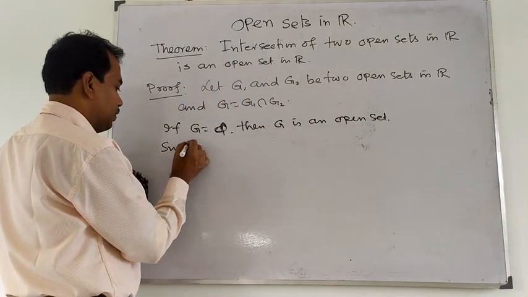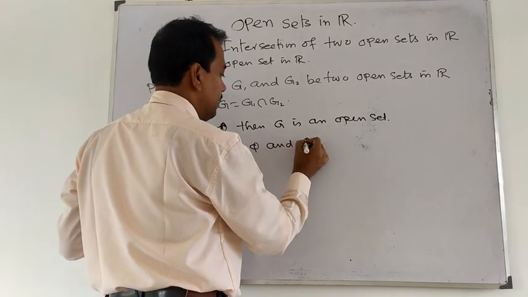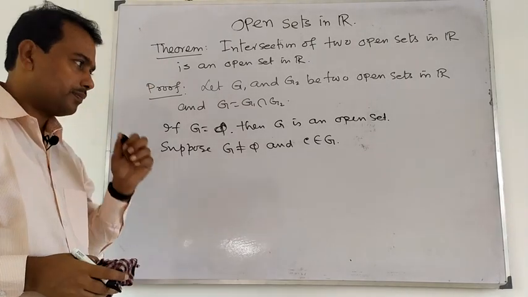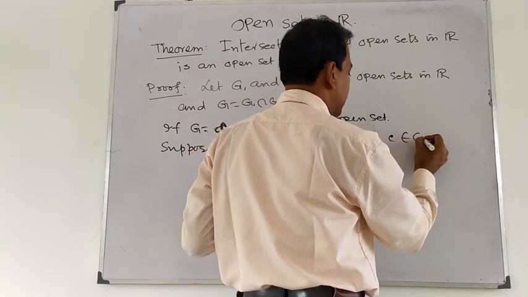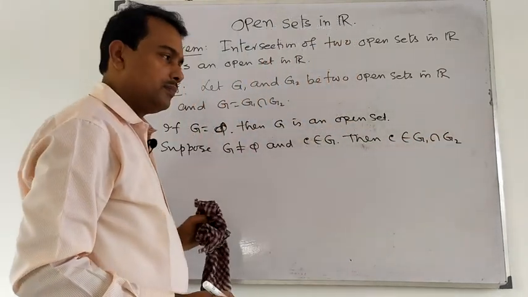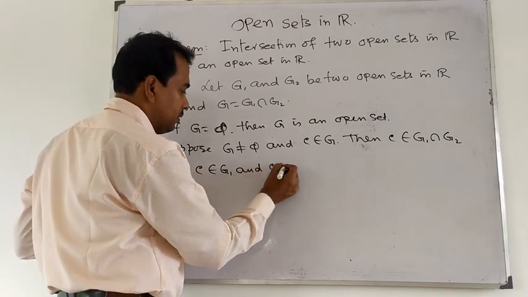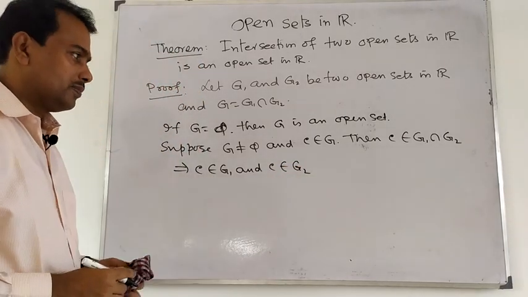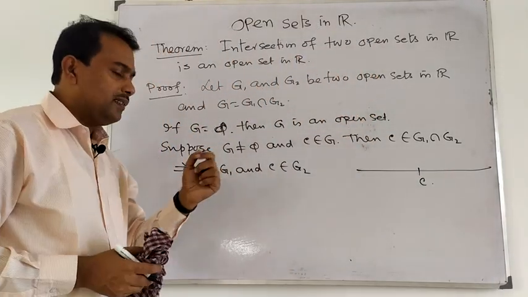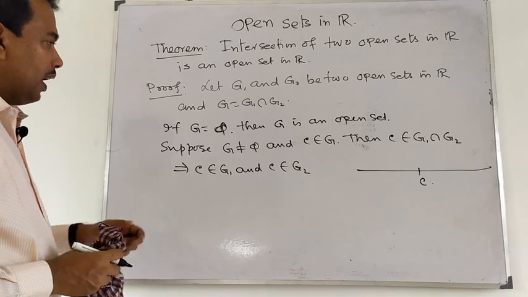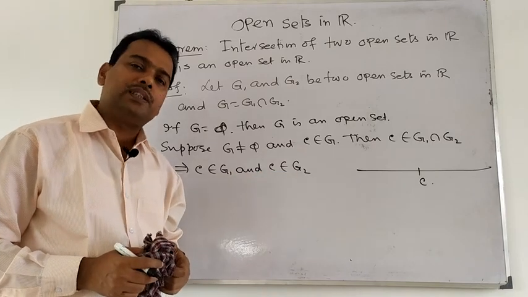Suppose G is not equal to the empty set and c belongs to G. Then c belongs to G1 intersection G2. This implies c belongs to G1 as well as c belongs to G2. Here c is a point, and c belongs to G1 and c belongs to G2. Now G1 and G2 are two open sets, so c is an interior point of G1 as well as an interior point of G2.